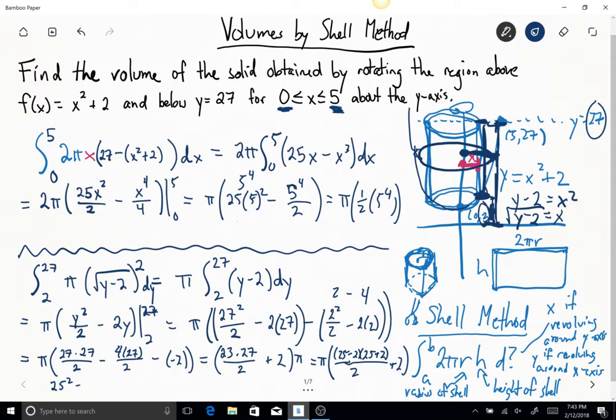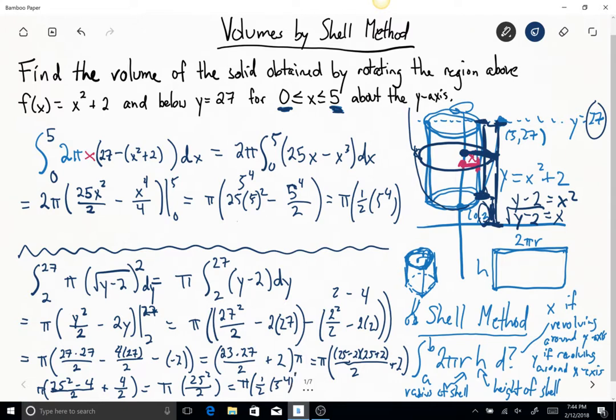minus 2 squared, which is 4, all over 2, and then plus, notice if you write 2 as something over 2, it's 4 over 2. Notice your 4's cancel, we still have the pi out in front, and so we have pi times 25 squared all over 2. And notice we had 1/2 5 to the 4th in the first case. This is 5 squared over 2, so 5 squared squared makes 5 to the 4th. So this is the same exact answer, pi times 1/2 times 5 to the 4th.